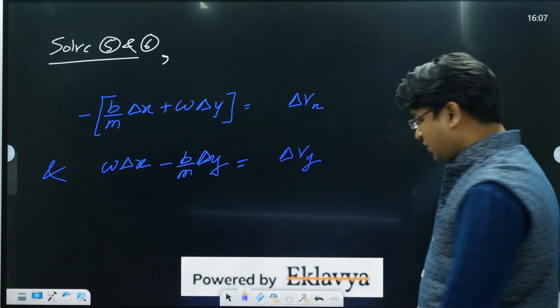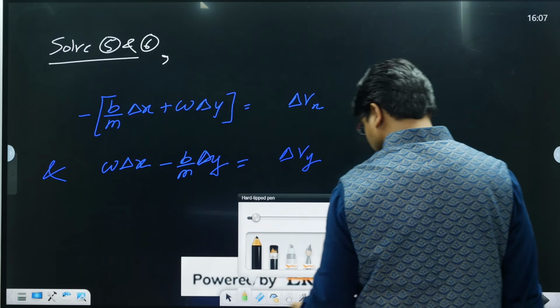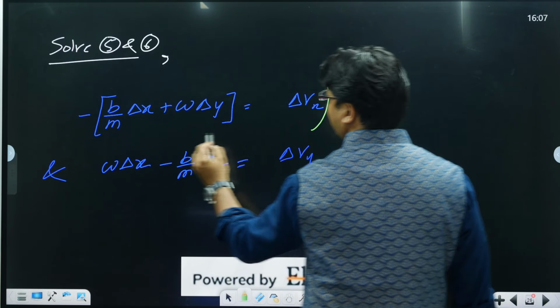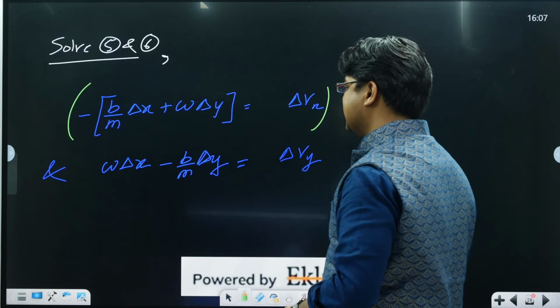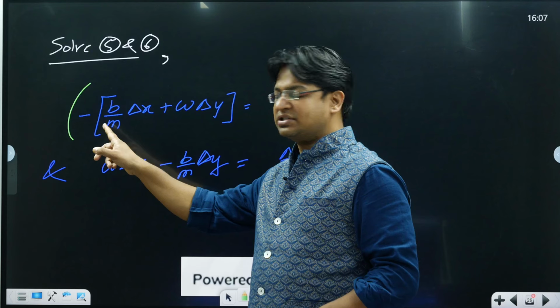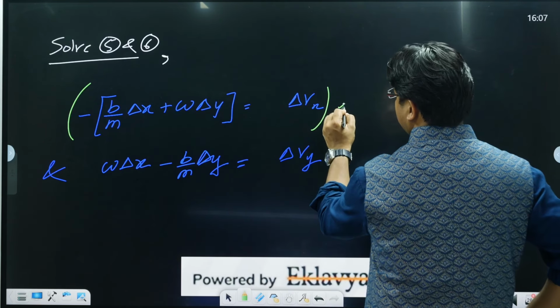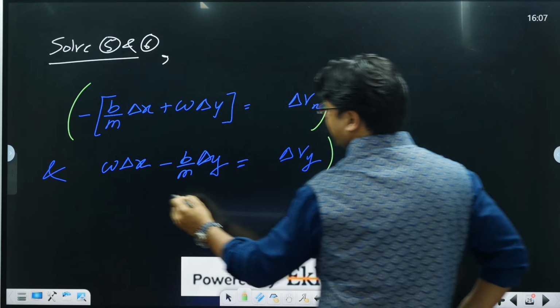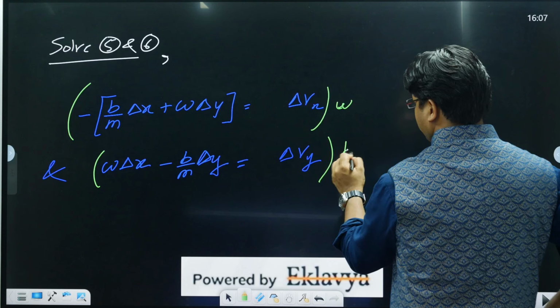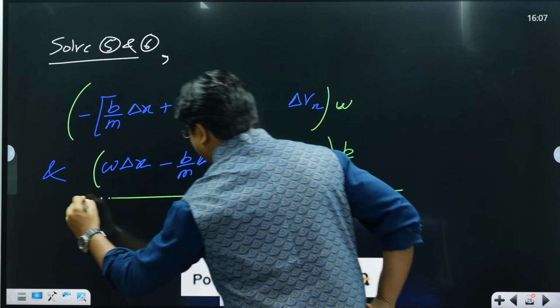Okay. Now to solve them simultaneously, what do I do? I multiply this entire thing. I see that the coefficient of delta x is negative here and positive here, so I try to cancel them out. I'll multiply this entire equation with omega and this entire equation with B by M, and then I plan to add them.